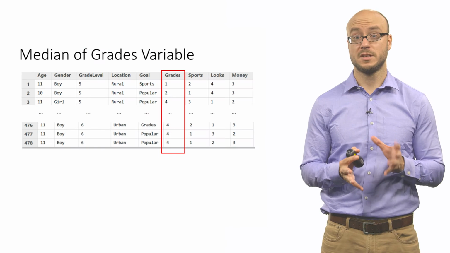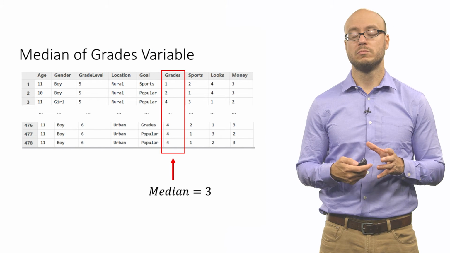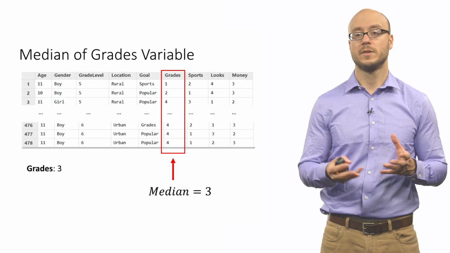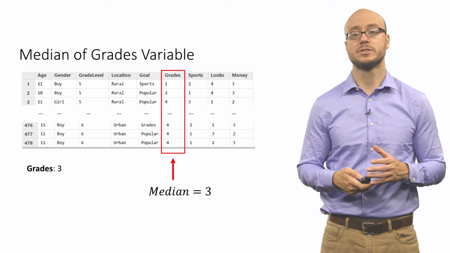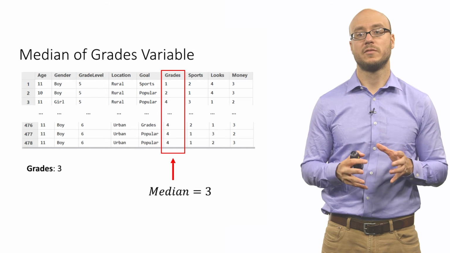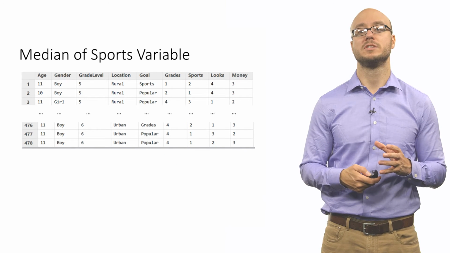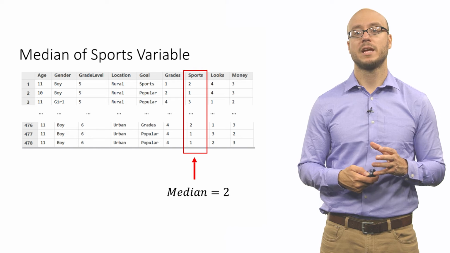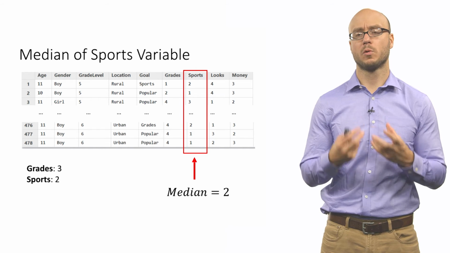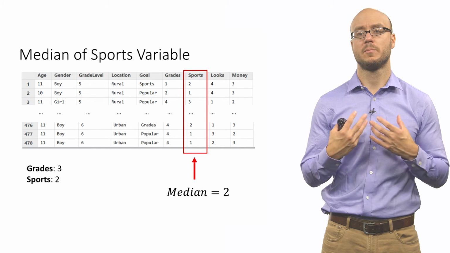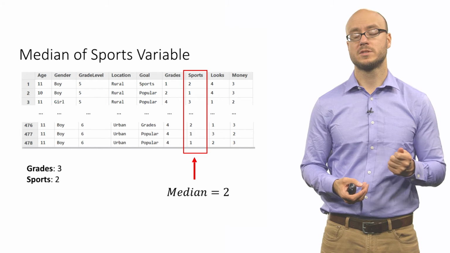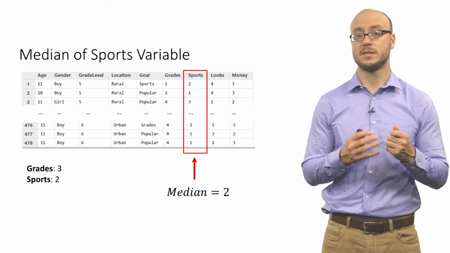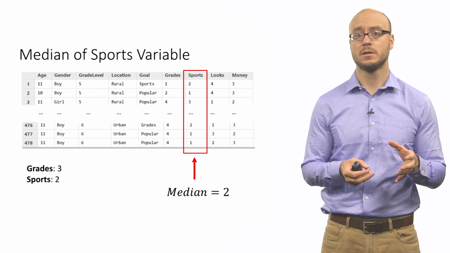Now we're going to use statistical software. When you use statistical software, it'll just calculate it automatically, so you don't actually have to rank the variables or do any calculations. In our statistical software, the median for the grades variable is 3. The median ranking for the sports variable, the importance of sports in terms of popularity among kids, is 2.